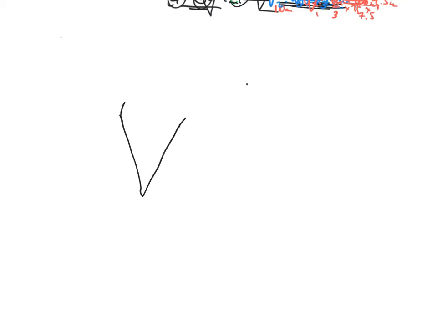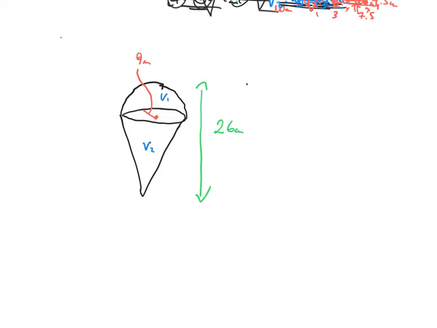Okay, example 5. This one's just going to be a wee bit trickier, so let's have a look. Again it's the cone and the hemisphere. I'm going to say that that distance there is 26 centimetres and that the radius is 9 centimetres. So let's go V1 and V2.